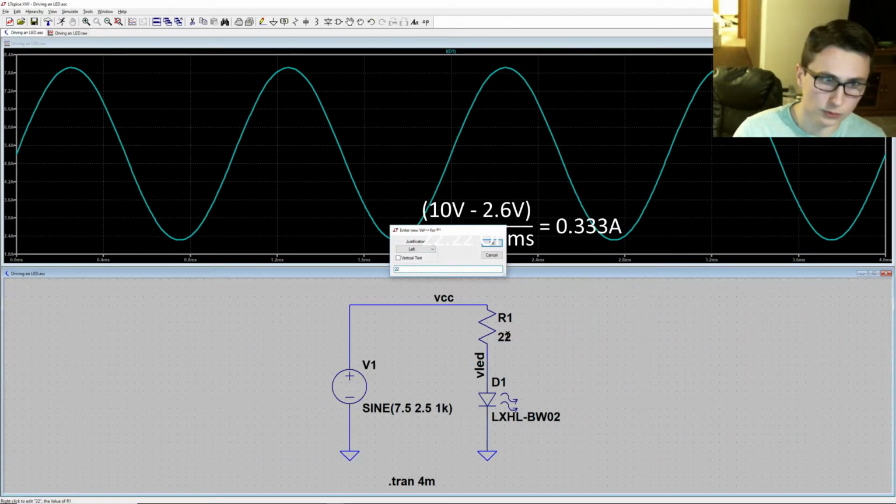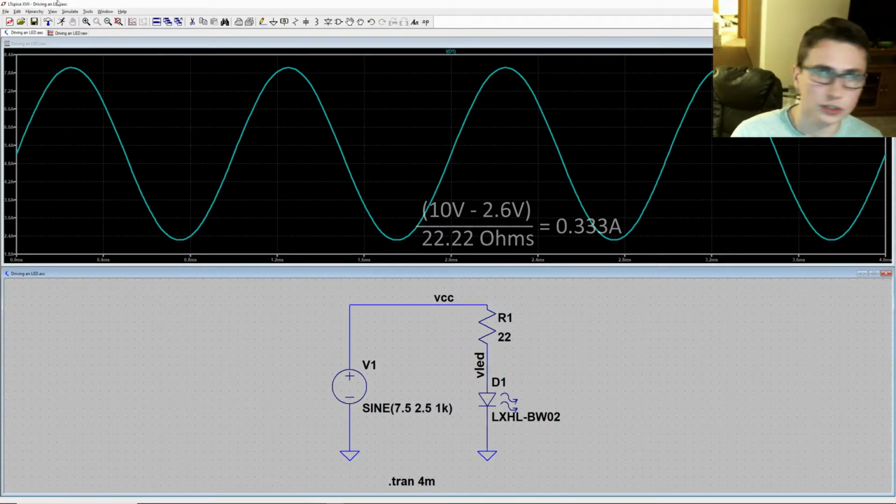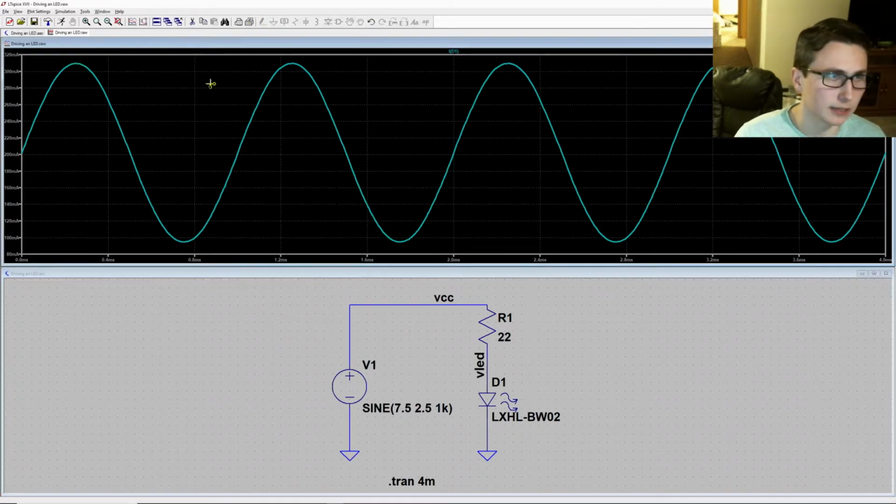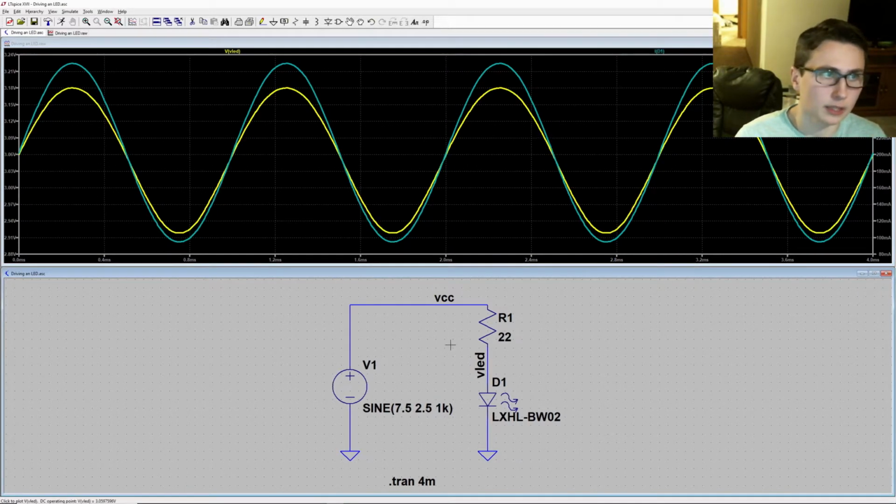Setting R1 to 22 ohms and rerunning the simulation, this shows peaks of current near 310 milliamps, but that's not 333, so what's going on here? Well, since we're driving the LED at a higher forward current than before, the forward voltage of the LED isn't 2.6 volts anymore. By adding a plot of forward voltage, we can see that now the peak forward voltage is around 3.18 volts instead of 2.6.